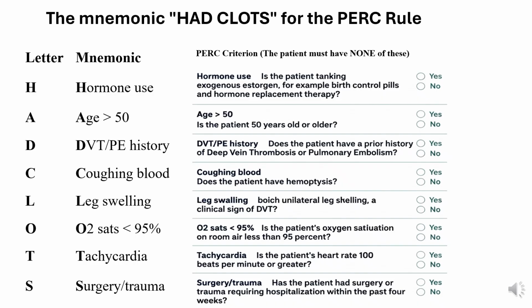Coughing blood. Does the patient have hemoptysis? Leg swelling. Does the patient have unilateral leg swelling, a clinical sign of DVT? O2 sats less than 95%. Is the patient's oxygen saturation on room air less than 95%?